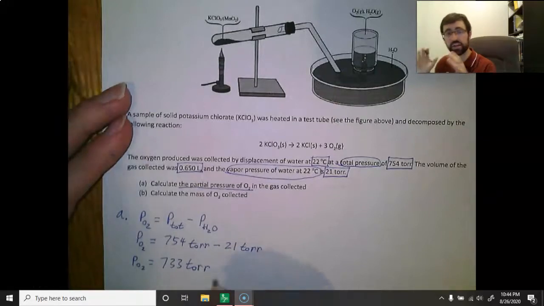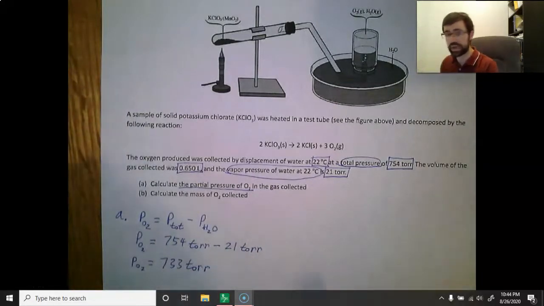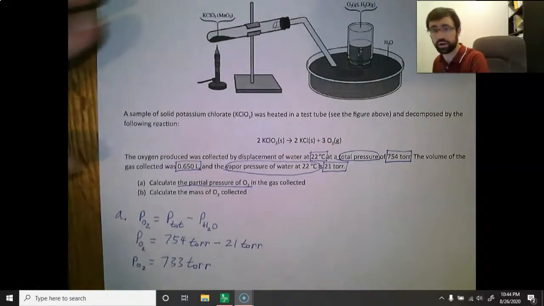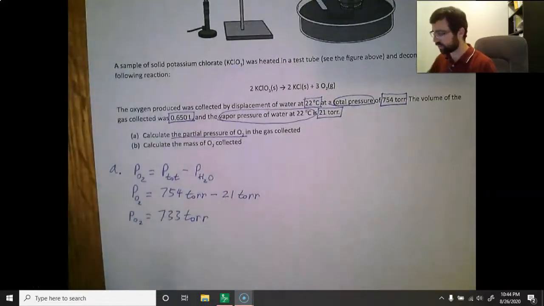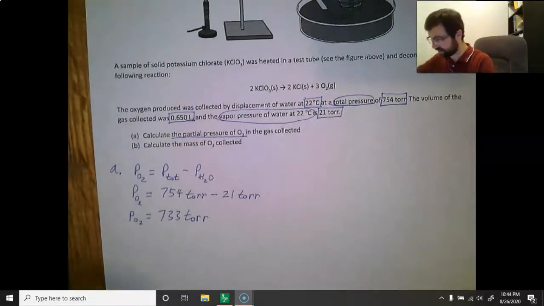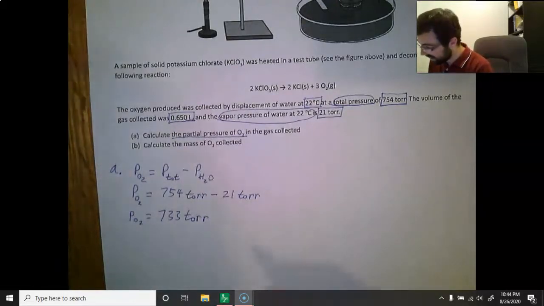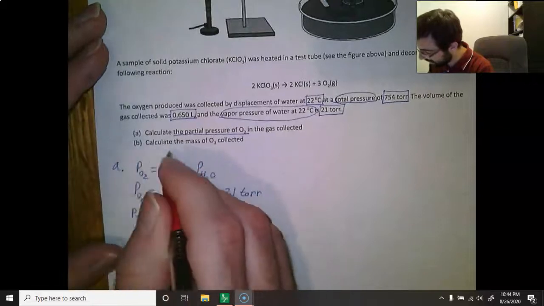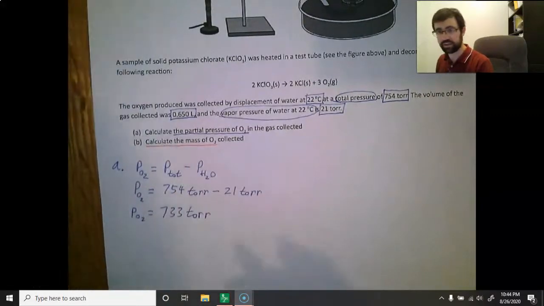Now this problem is actually a lot more complicated. It comes from an AP problem that has a little bit more involved. I've simplified it a little bit because for our purposes, we don't want to get into something called gas stoichiometry, which is something that the original problem had in it. We'll talk about that later. But right now it just asks us to calculate the mass of O2 collected. So what if I wanted to find the mass?